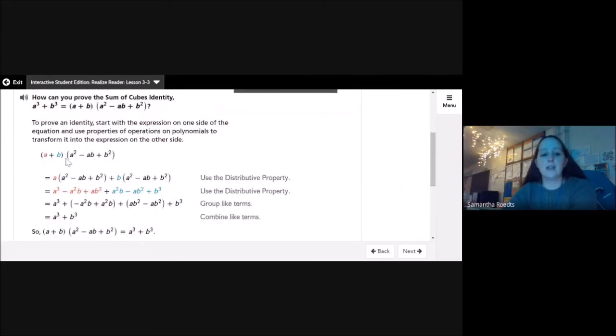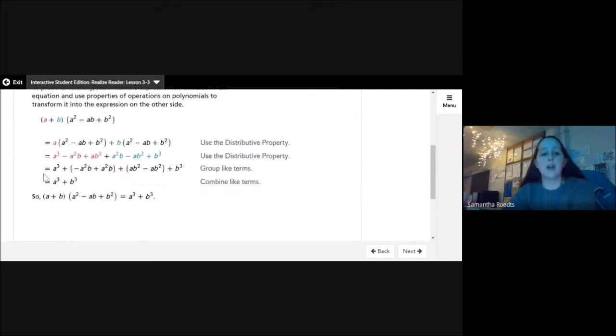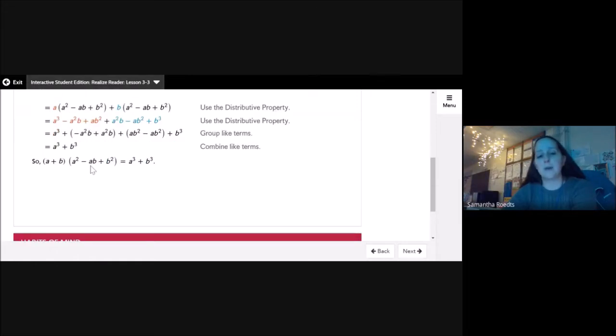Well, I can say that this is multiplying a times this trinomial plus b times this trinomial. That's using the distributive property. When I do that, I get a cubed minus a squared b plus ab squared plus a squared b minus ab squared plus b cubed. I'm going to group all my like terms together. So I have a negative a squared b plus a squared b, and then plus ab squared minus ab squared. When I simplify these, they equal 0, so I'm left with a cubed plus b cubed. So a plus b times a squared minus ab plus b squared gives me a cubed plus b cubed.